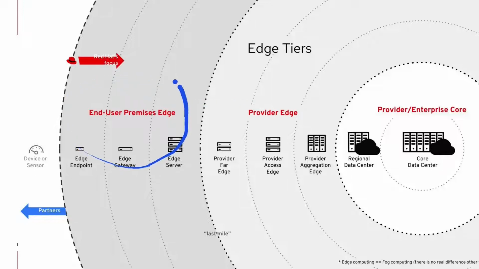End user premise edge includes edge tiers on the end user side of the last mile access. This can include the enterprise edge, for example, a retail store, a factory, etc. As the image shows, Red Hat's area of focus goes from the end user edge back to the core. When needing to manage a large number of devices and sensors as part of the architecture, we have our ecosystem partners that we can bring in to create a comprehensive solution.